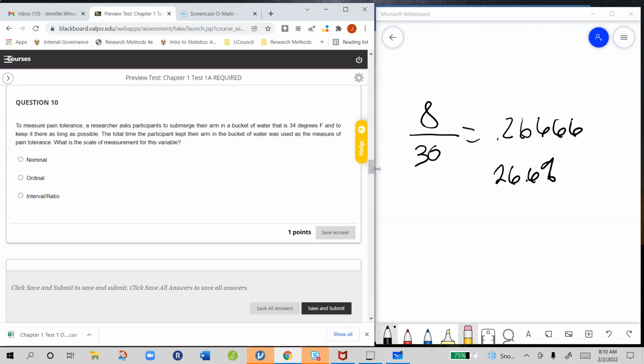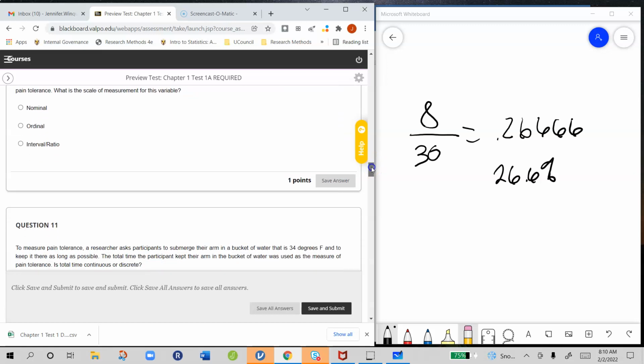Okay, number 10, we're looking at participants who are asked to submerge their arm in a bucket of water that's really cold and keep it there as long as possible. And then we're looking at how long they keep their arm in the bucket. So that would be interval ratio, right? Length of time, 1 minute is always 1 minute, or 1 second is always 1 second. The size of a minute or second never changes, right? That would be interval ratio because those intervals are equal.